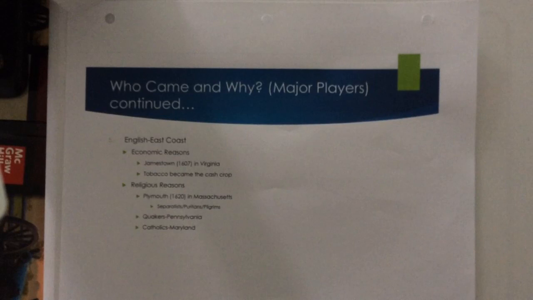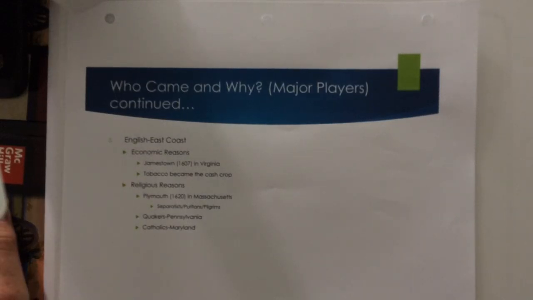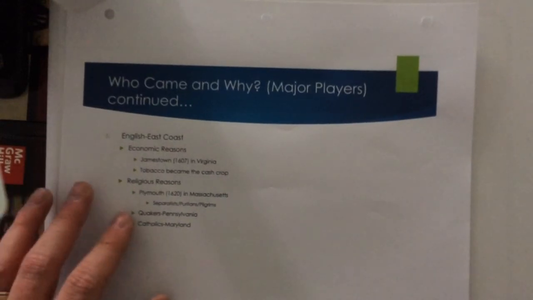Plymouth, again, 1620 is the date that you have to think of every time we say Plymouth, came to Massachusetts. They were a group of separatists or Puritans or pilgrims. And this group was able to set up their own religious colonies. Eventually, we had the Quakers come to the present-day Pennsylvania, and finally the Roman Catholic people come over to Maryland. So we had these different reasons for these groups, and we're going to look more in depth into these groups later.